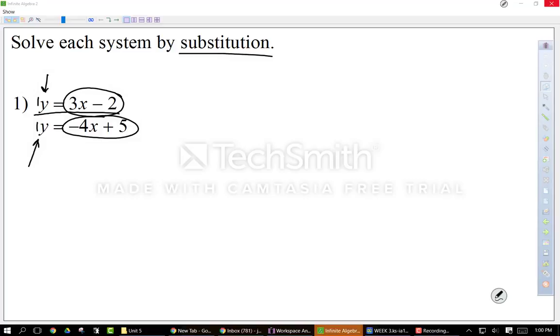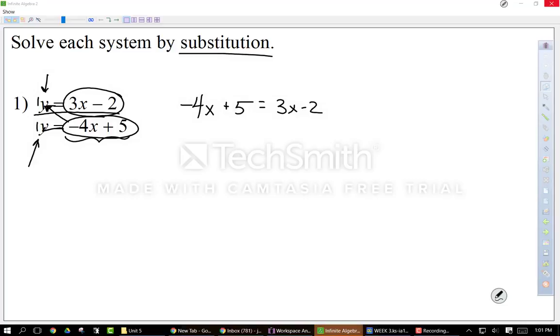Because they're both one y, that means that I can take either of the right-hand side expressions and put it into the opposite y. So for instance, if I know that negative 4x plus 5 here is equal to y here, that means it's also going to be equal to y up there. So I'm going to substitute it in. Negative 4x plus 5 equals 3x minus 2. Because of that, now I can solve for x. You notice I took away a y and added x's in, because those x's are equal to that one y.